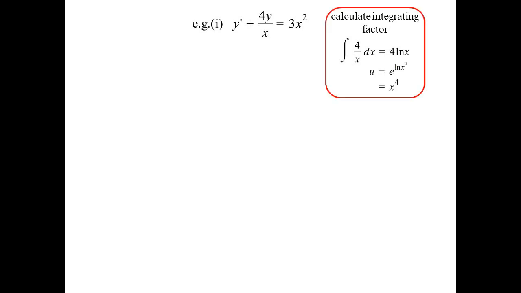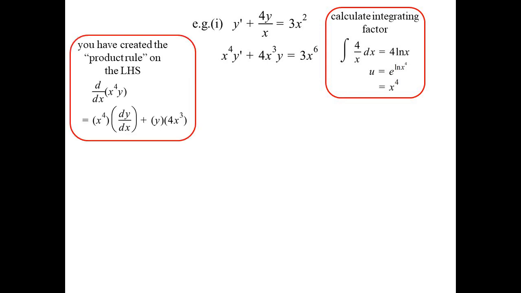So let's have a look at this one. The derivative plus 4y on x is equal to 3x squared. So I've got to work out the integrating factor. Well, the integral of that function that's multiplied by y, in this case 4 on x. If I integrate 4 on x, I get 4 log x. Don't worry about the plus a constant. So my integrating factor will be e to the power of that.